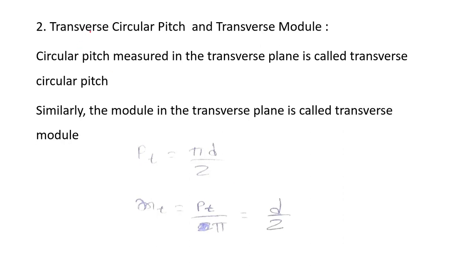Now next one is transverse circular pitch. We already see in the figure that there are two planes, one is the transverse plane and the second one is the normal plane. So for both we have a different pitch and module. So the transverse circular pitch, which is denoted by PT, and the transverse module, which is denoted by MT. So PT is pi d upon Z, and MT is equal to PT by pi, and we all know the transverse module, or module, is equal to d by Z.